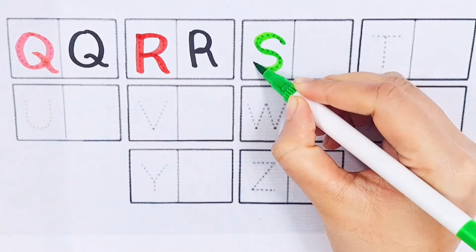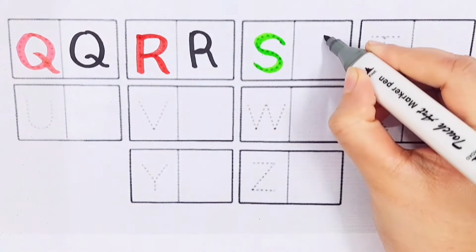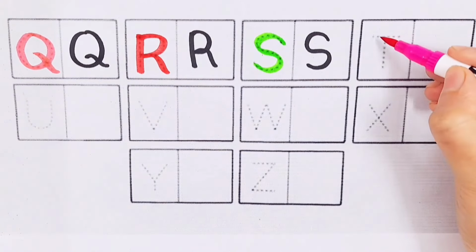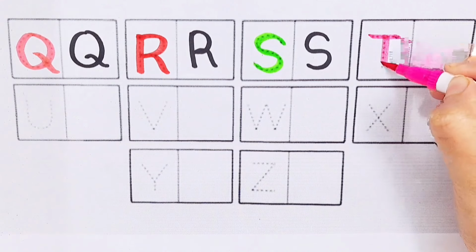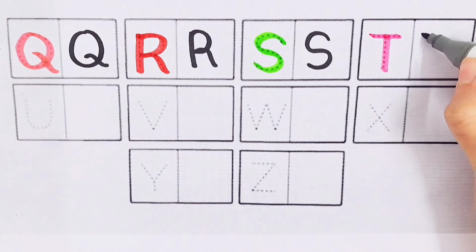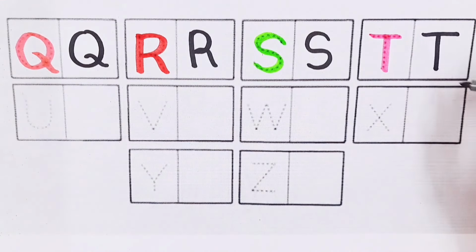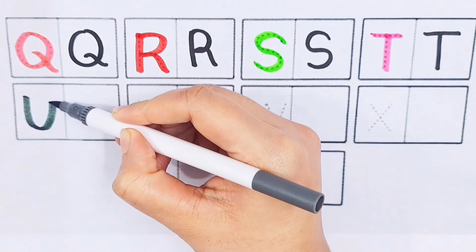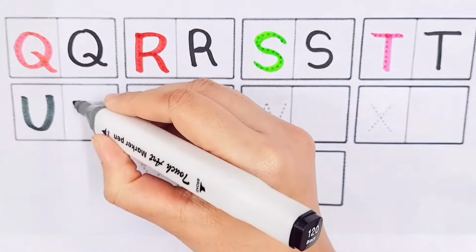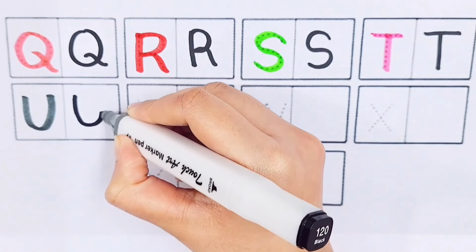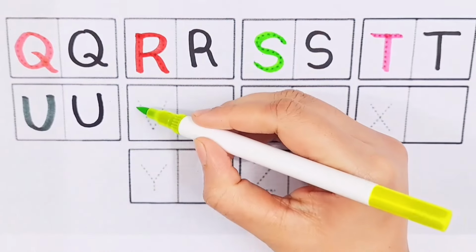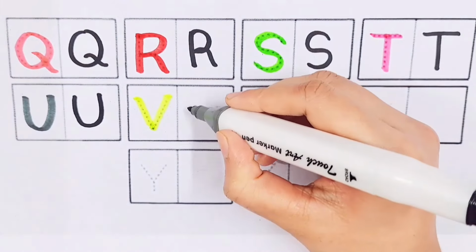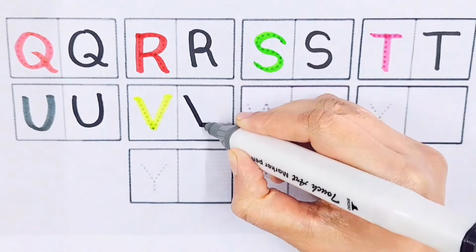S for school. S for sky. T for toy. T for tree. U for uniform. U for university. V for van. V for vanilla.